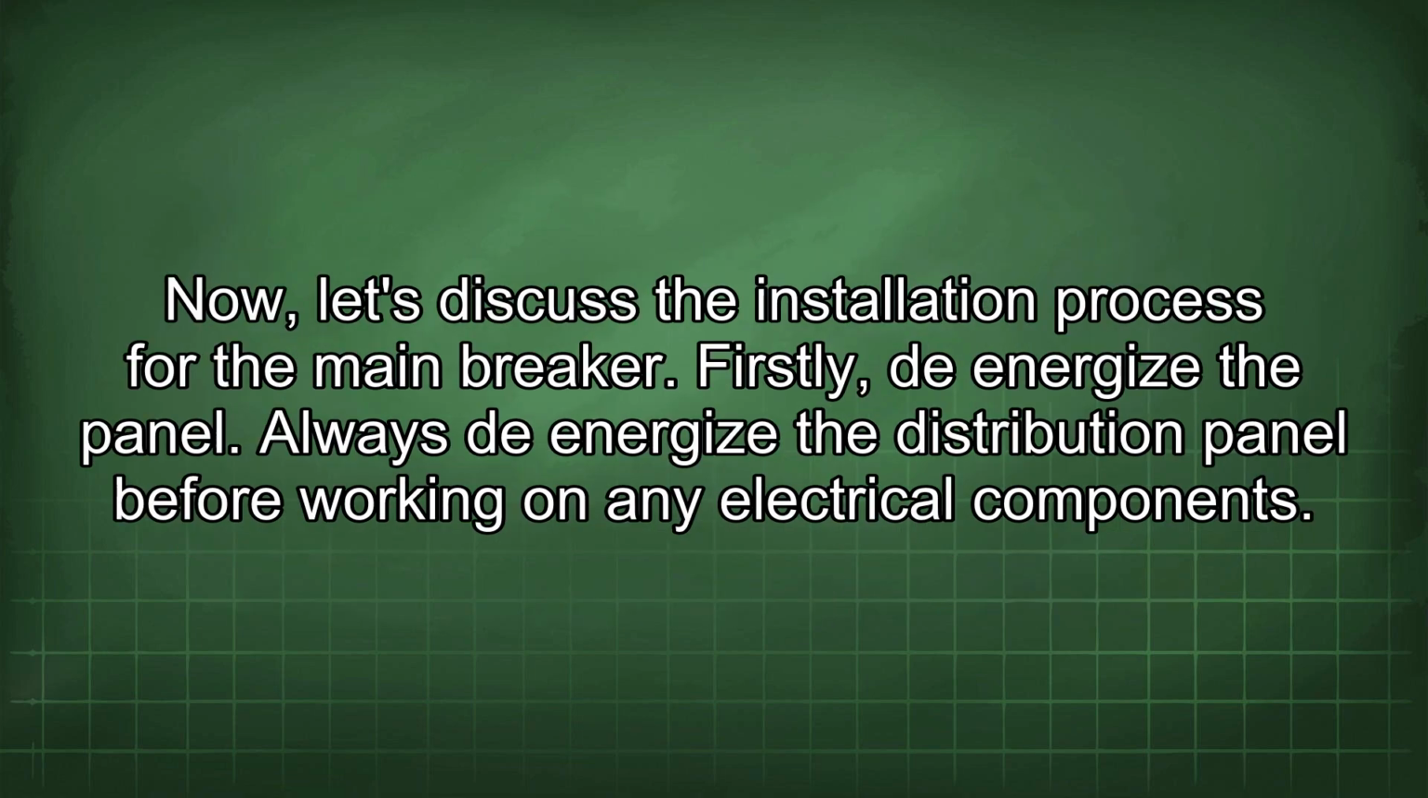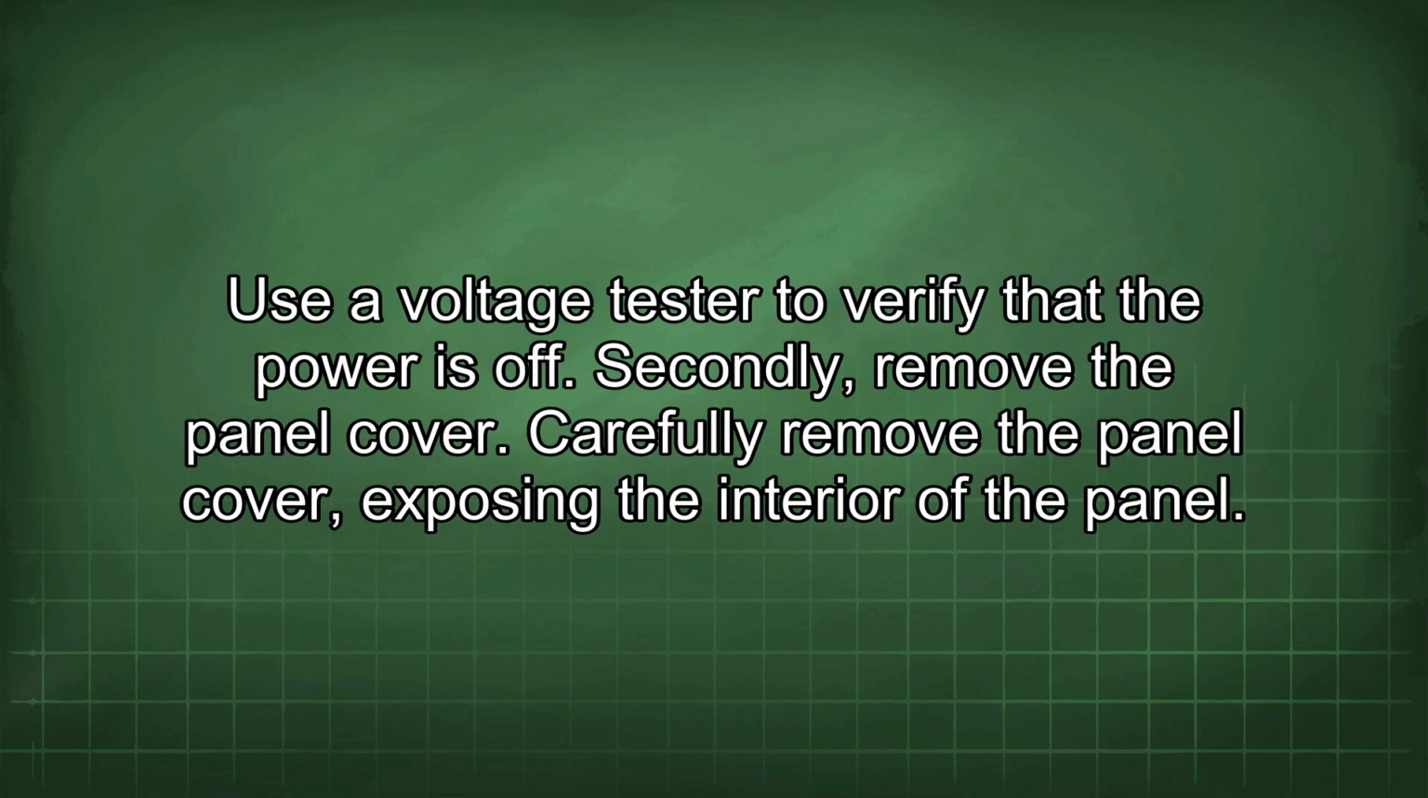Now, let's discuss the installation process for the main breaker. Firstly, de-energize the panel. Always de-energize the distribution panel before working on any electrical components. Use a voltage tester to verify that the power is off. Secondly, remove the panel cover. Carefully remove the panel cover, exposing the interior of the panel.